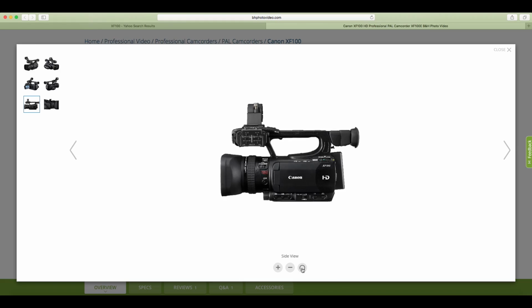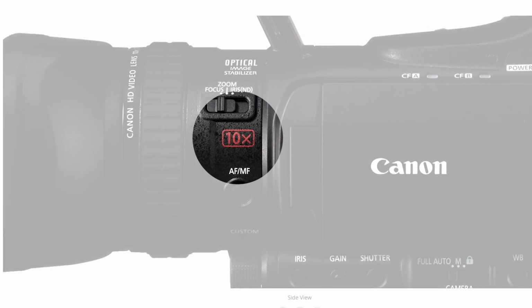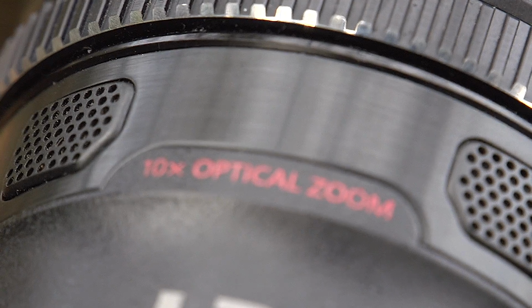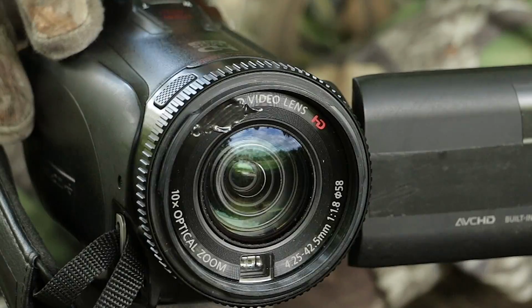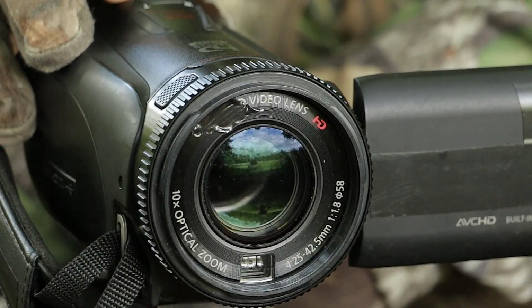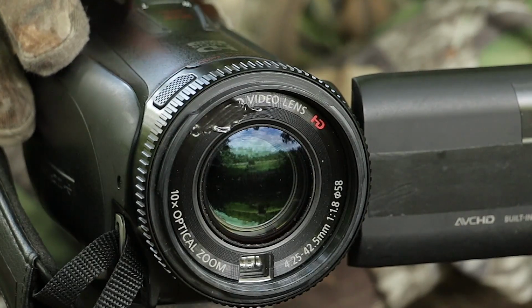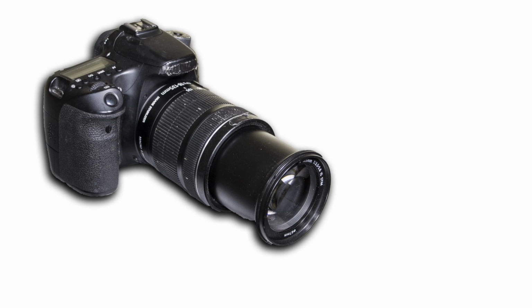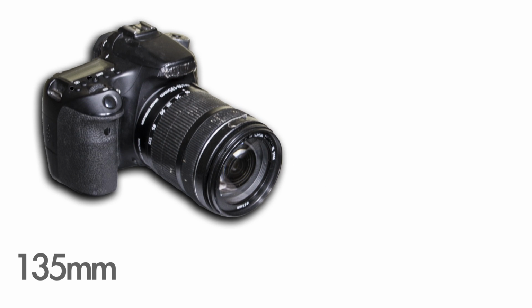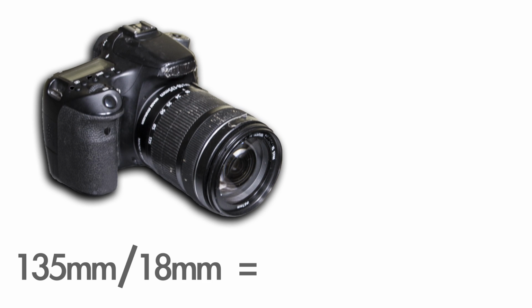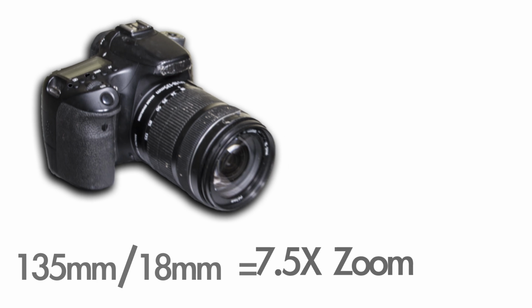So now you're probably wondering, why don't I just look at the camera's zoom rating? Well, zoom ratings are just a marketing trick. A zoom rating takes the longest focal length divided by the shortest focal length, and that's its zoom rating. For example, this lens has a maximum length of 135 millimeters and a shortest focal length of 18 millimeters. So you could say it's a 7.5 times zoom.